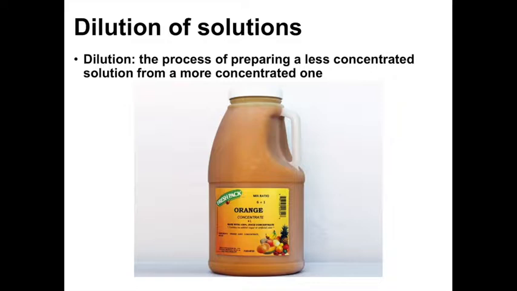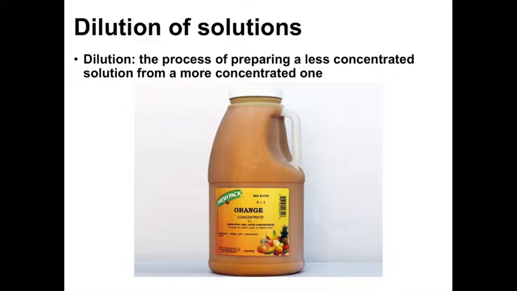So for example, look here at the label of this orange concentrate. We have here a mix ratio. It says here 6+1. So it means that you need to add 6 parts of water to 1 part of your orange concentrate. So you are diluting it so that your throat won't burn down with the concentrated juice.